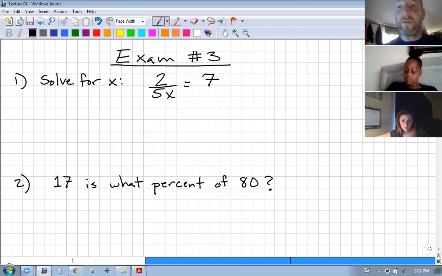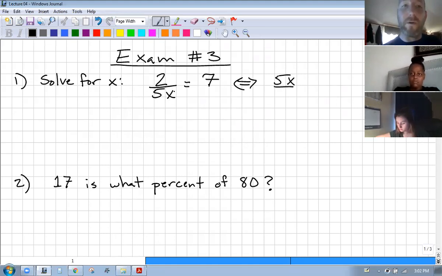So remember, when the X is on the bottom, you have to flip the fractions, and not just one side, you have to flip them both. So everything that's on the bottom gets moved to the top. Everything that's on the top gets moved to the bottom. And you have to flip the other side as well. 7 becomes 1/7. Okay.